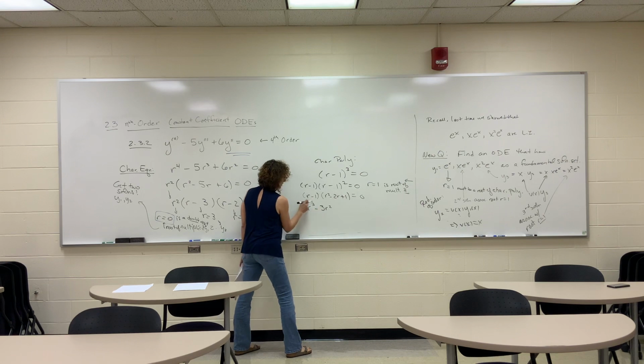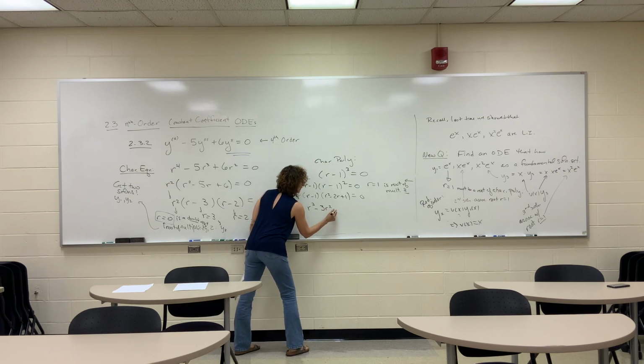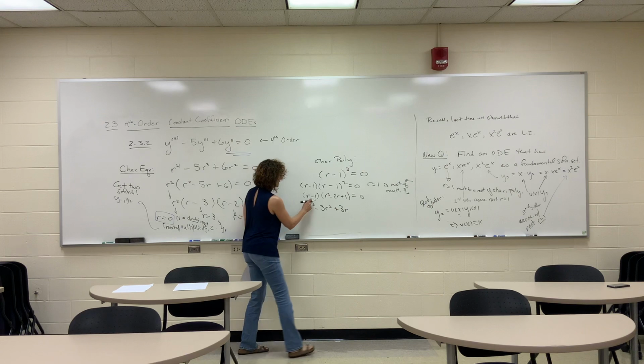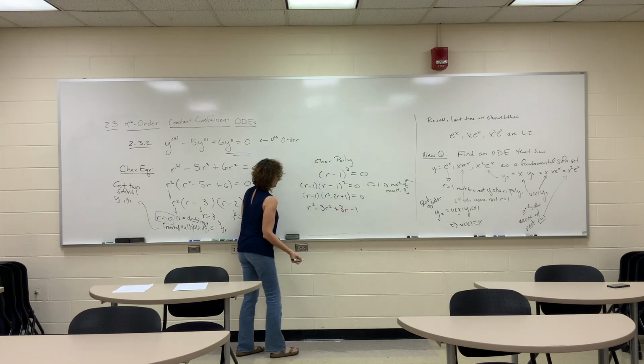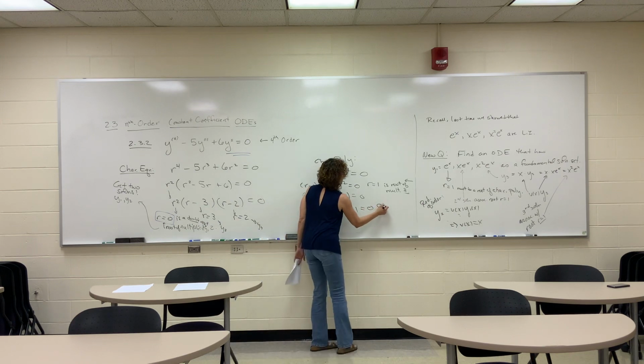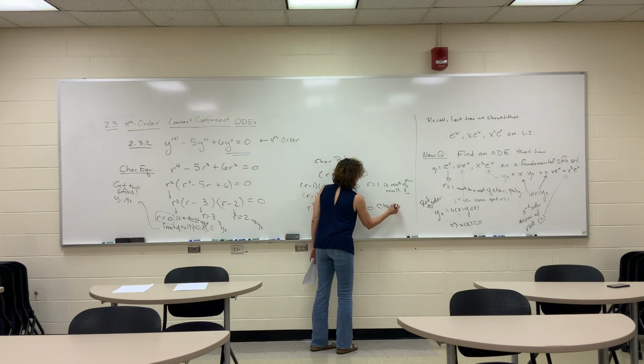We've got a plus 1r, and then we've got a minus times a minus is a plus 2r. Plus 1r plus 2r is plus 3r, right? And then minus 1 times plus 1 is minus 1. Yeah? Okay, is equal to 0. This is our characteristic equation.